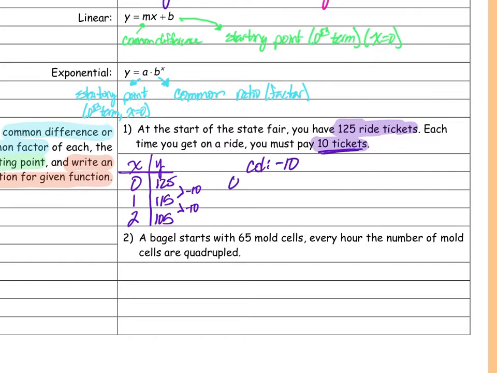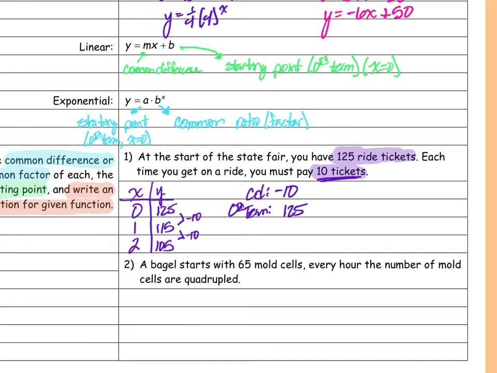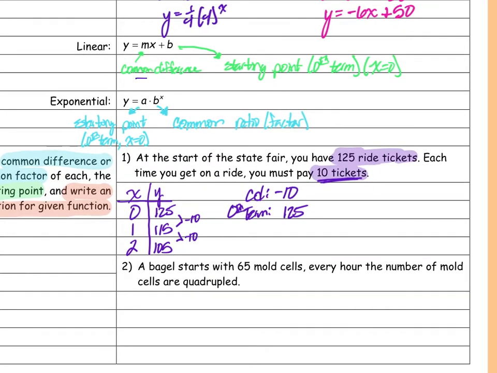And my 0th term is 125. So I have a common difference, and I'm using the equation y equals mx plus b. Now I'm going to substitute in my information. So my equation would be y equals negative 10x plus 125.